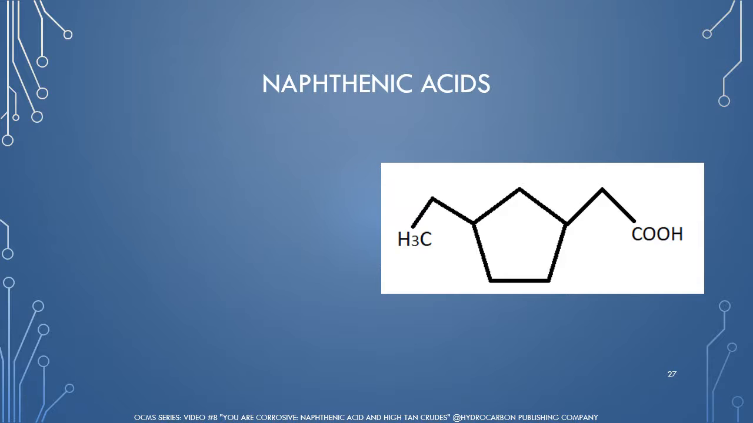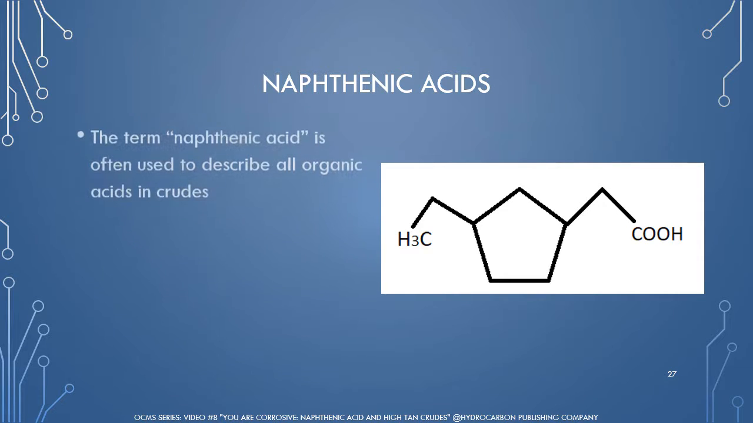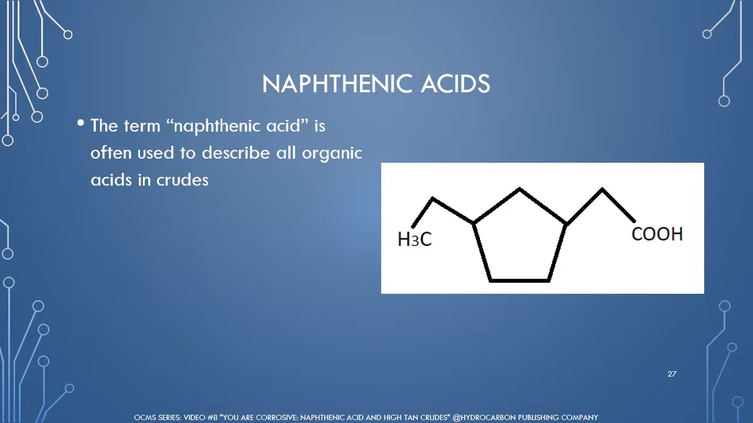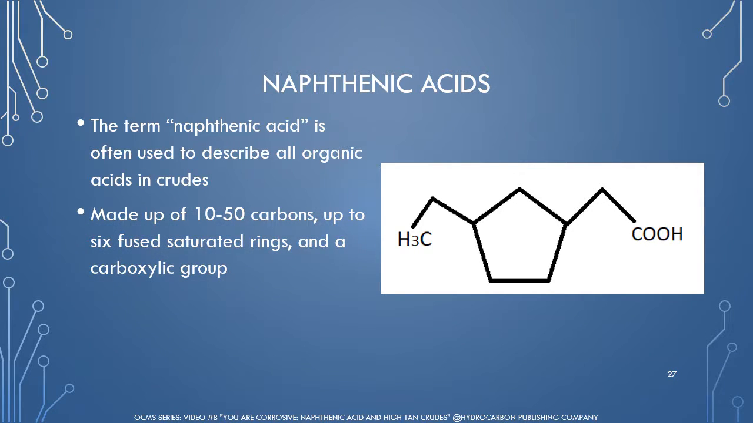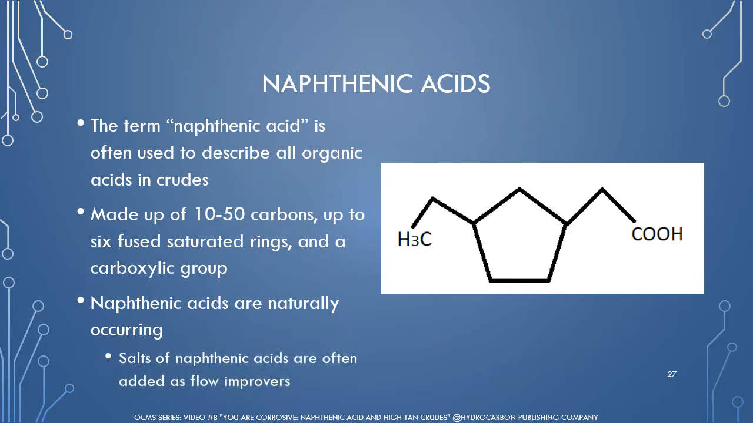The term naphthenic acid often describes all organic acids in crudes. Generally, naphthenic acids have 10 to 50 carbons, up to 6 fused saturated rings, and a carboxylic group. While naphthenic acids are naturally occurring compounds in crude oils, increased amounts of naphthenic acids are often caused by the addition of naphthenic acid salts as flow improvers. The image on the right is an example of a naphthenic acid.